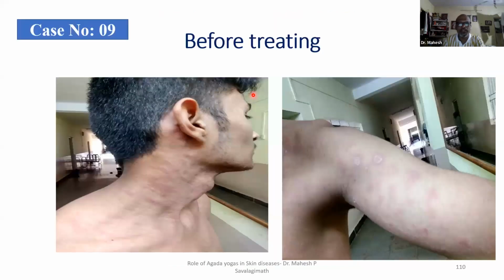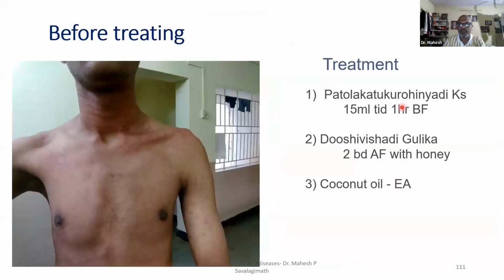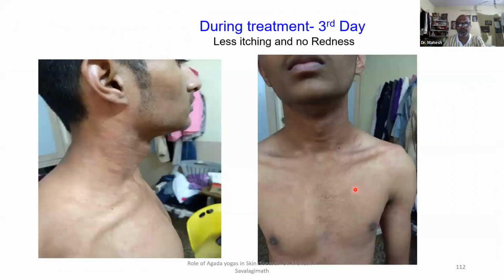Like that we treated. This is a food induced allergy, right? He was one of our college students, and he had food outside in a dhaba, something. So he developed rashes. In 1 day, he developed all this. And what I gave was Patolakatrina, because actually I wanted to give Patolomuladi and he was not ready to take that, and he was Vata dominant, so it causes severe abdominal pain. So Patolakatrina, Dushivishari, and coconut oil was given for external application.